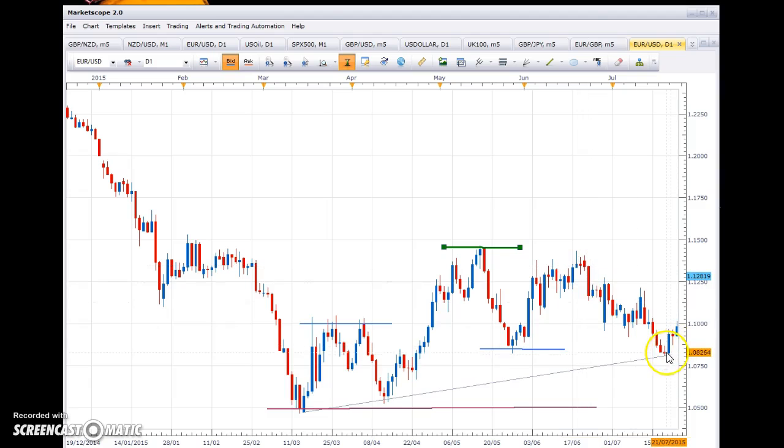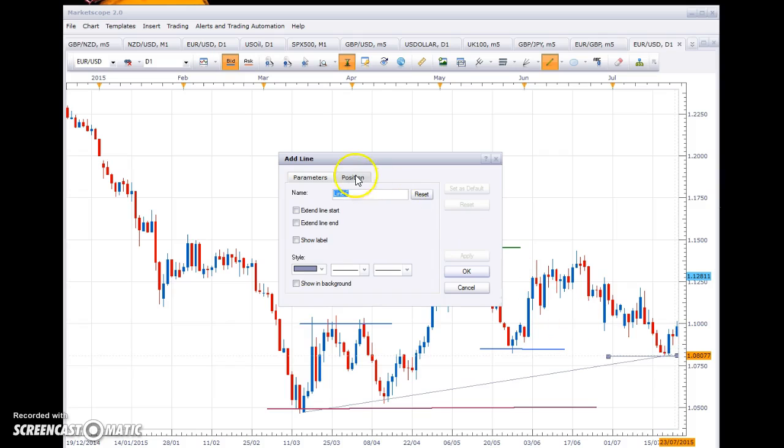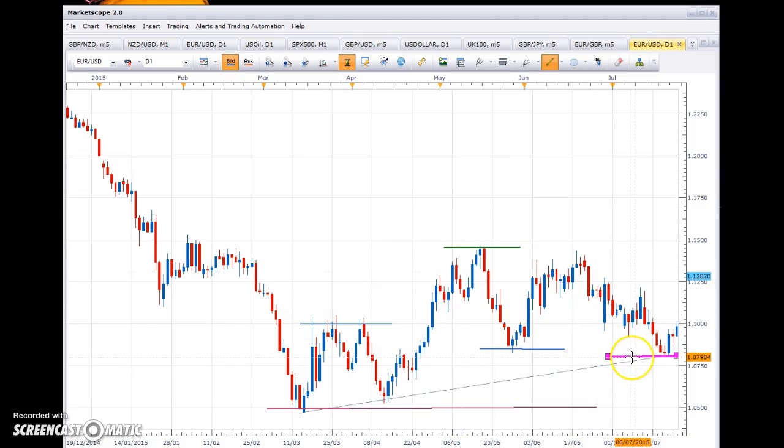So let's say that we wanted to enter at this point, and that's about 1.08. Okay, so 1.08 is our position. For our entry points, I'm going to use a particular color. I'm going to use a pink, to make it different from the others. I'm going to make it quite thick. So this is going to be our entry point.